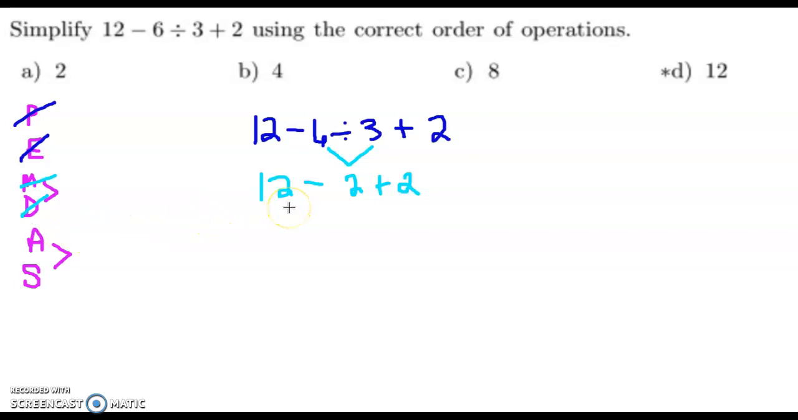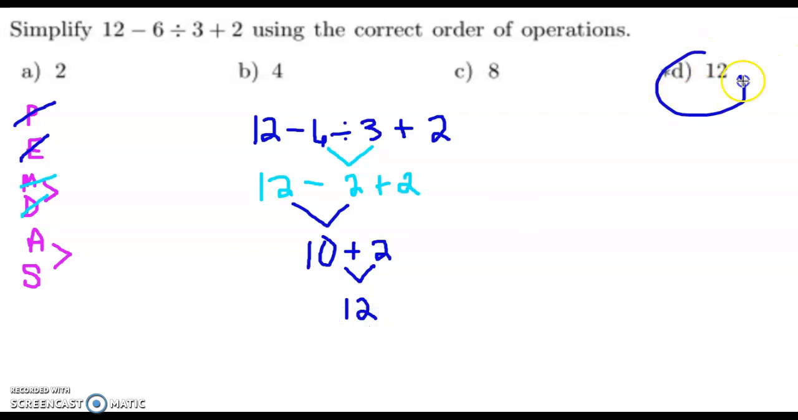So if I go ahead and I start with the 12, notice subtraction comes first. So I have to do 12 minus 2, which is 10. And then I bring down the plus 2. And then 10 plus 2 is 12. Yay. So notice up here we circled D, which is 12.